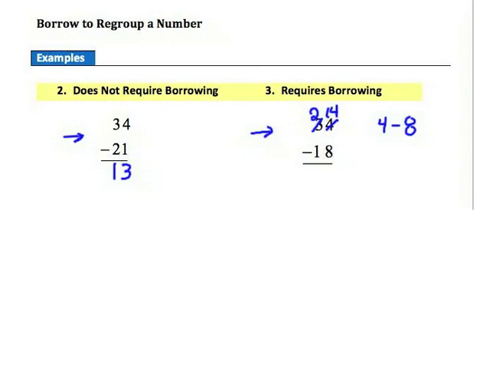Now that I've borrowed, I can subtract. 14 minus 8 will give me an answer of 6. And now when I come over to the tens column, 2 minus 1 will give me 1, so the answer is 16.